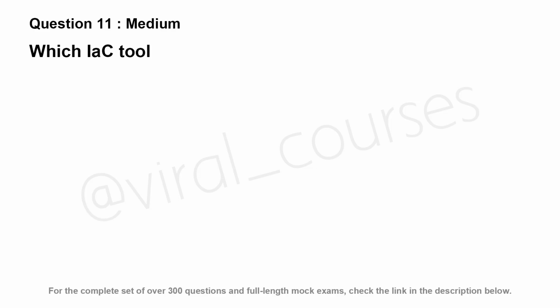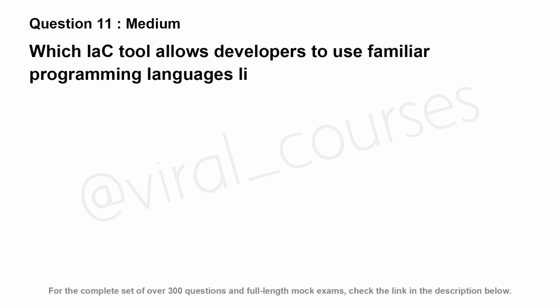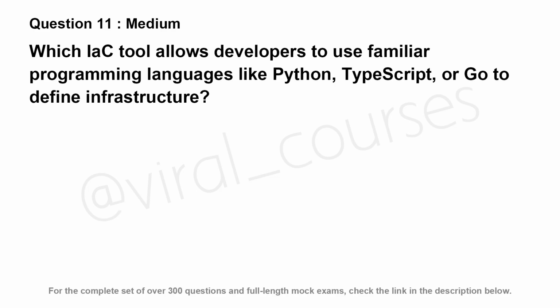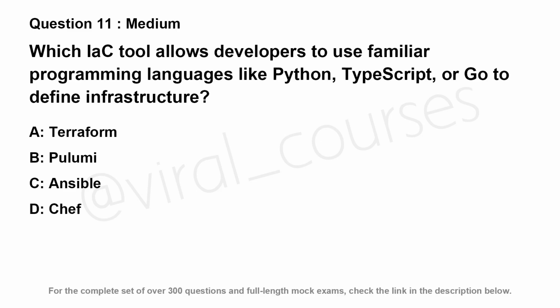Which IaC tool allows developers to use familiar programming languages like Python, TypeScript, or Go to define infrastructure? Option A, Terraform. Option B, Pulumi. Option C, Ansible. Option D, Chef.